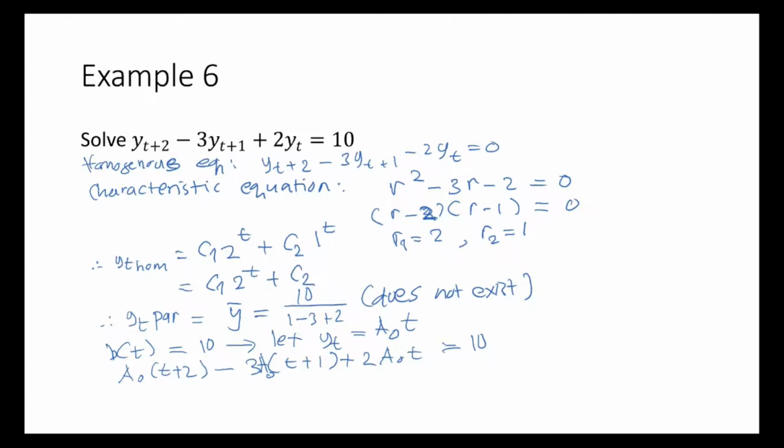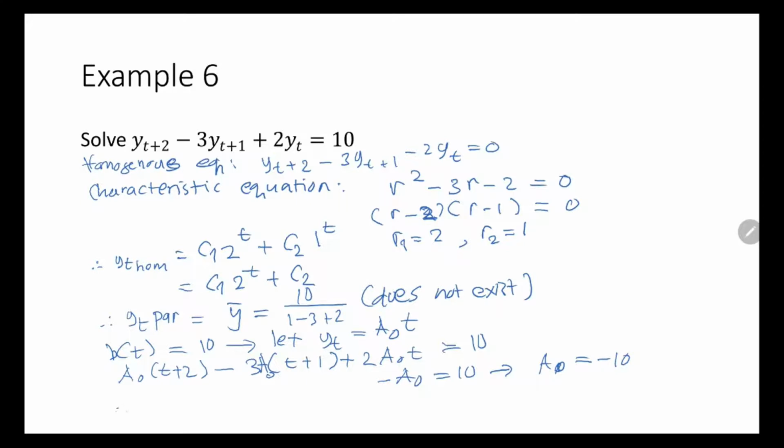Yeah, so let's see here: a0 t minus 3 a0 t plus 2 a0 t. So the a0 t will disappear. Yeah, so they cancel each other. 3 a0 t minus 3 a0 t, they cancel each other. So what we have here is just 2a0 minus 3a0, right? Which is what? Minus a0. Equal to 10. And here we have a0 is equal to minus 10.